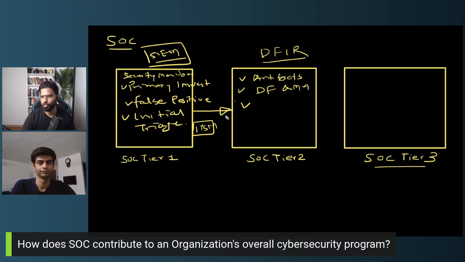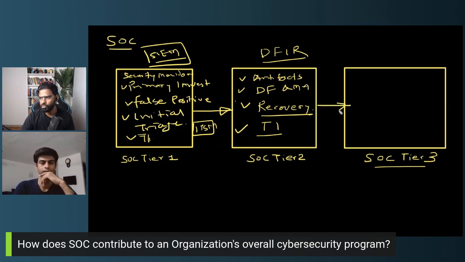So that's their first job, and then once it is done, they perform the recovery of the network as well, or they probably assign it to the IT team. Okay, they can also do the threat intelligence lookup or advanced threat intelligence lookup. It's not that the tier one team cannot do that. They can also do the threat intelligence lookup, but the DFIR team does it in much more detail.